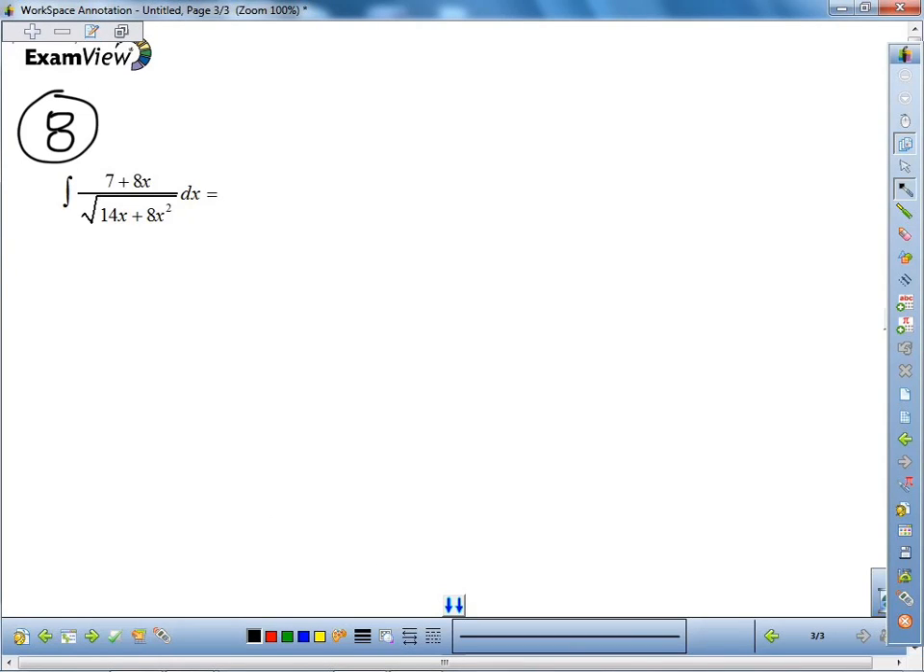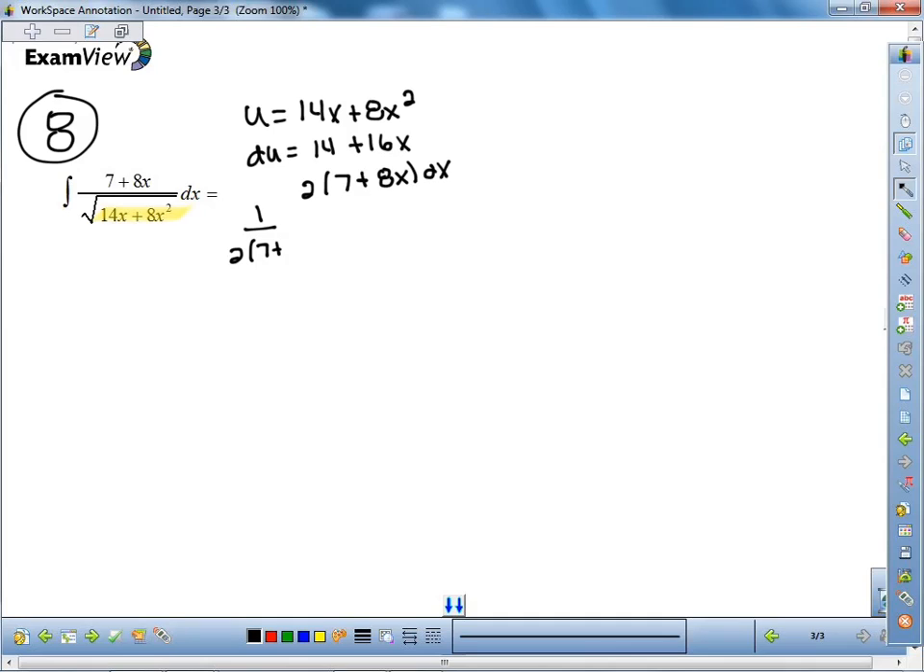For number 8, I'm going to do u substitution. I'm going to let u be 14x plus 8x squared. So du would be 14 plus 16x dx. And I noticed that I can factor out a 2. So I'm going to have 2 times 7 plus 8x dx equals du.